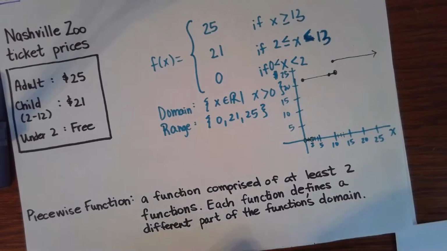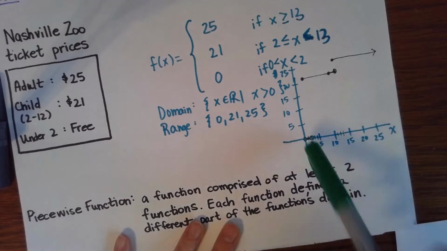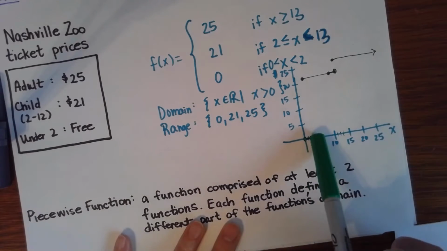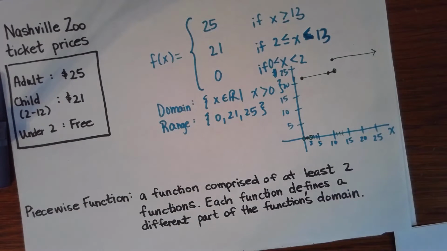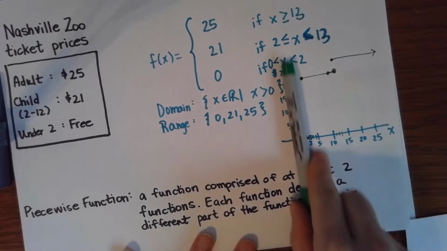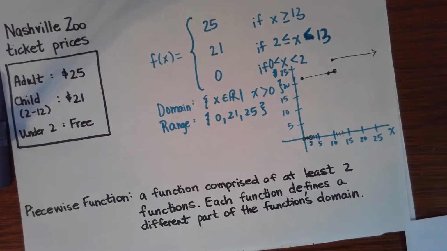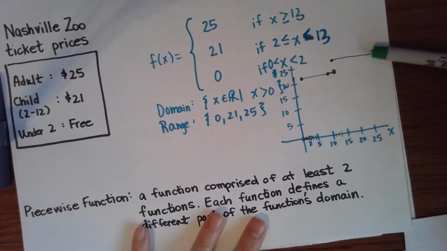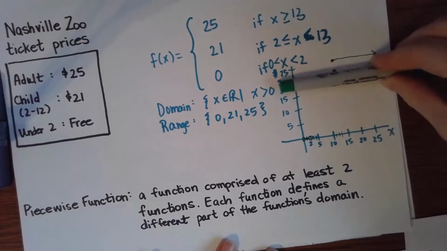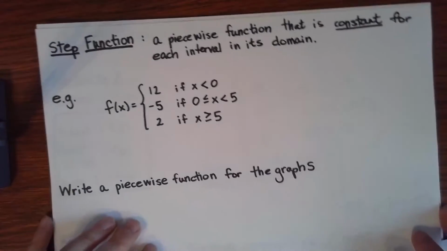So if you see, this is definitely a discontinuous kind of graph. I have to pick my pencil up to get from one part of the graph to the next part of the graph to the next part of the graph. So this is definitely a discontinuous function, but it is indeed a function. If I put a vertical line anywhere, it only crosses the graph at one point.